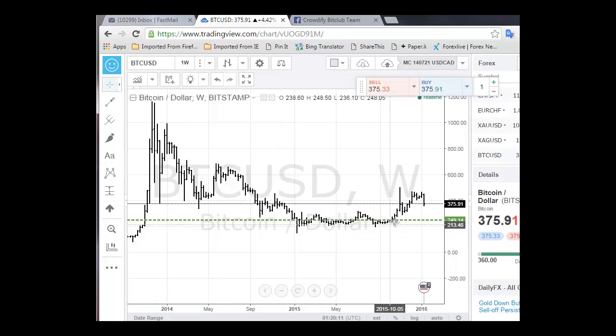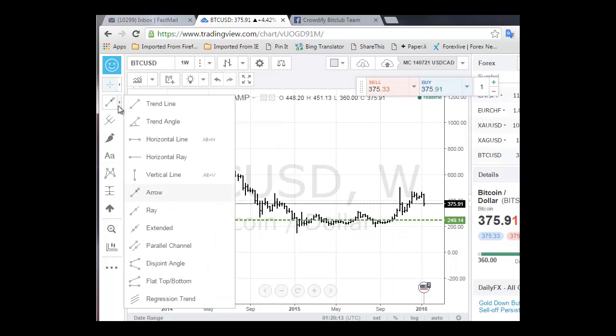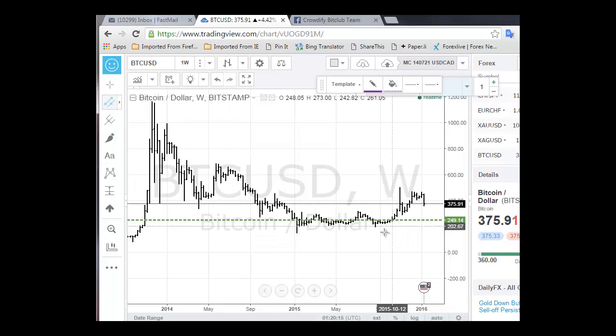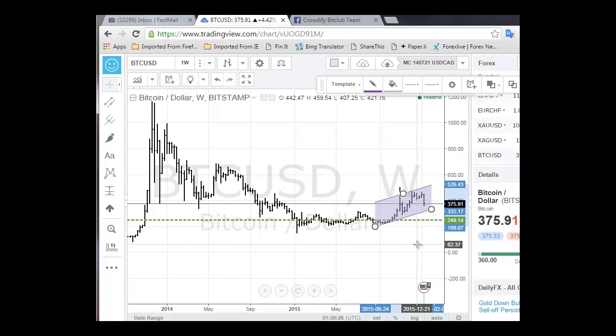I'll remove all of these lines, and I'm now going to draw in a trend line here and a parallel channel. I'm going to ignore that high over there. And as a trader, what I'm then looking at is, how is this market going to behave inside a channel? What it tends to do is run up to the top of the channel, pull back, find a level, and then run up there.